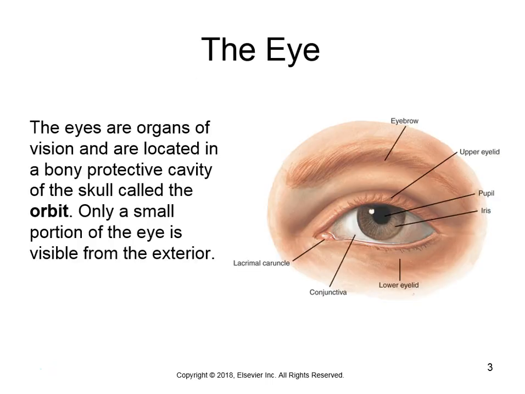So, I feel like you should know this, but the eyes are the organs of vision, and it is located in a bony kind of cavity. If you think about the skull and the openings in the skull that allow for your eyes to be located, that's called an orbit. And really, of the entire surface of the eye, only a very small portion of it is actually seen from the exterior.